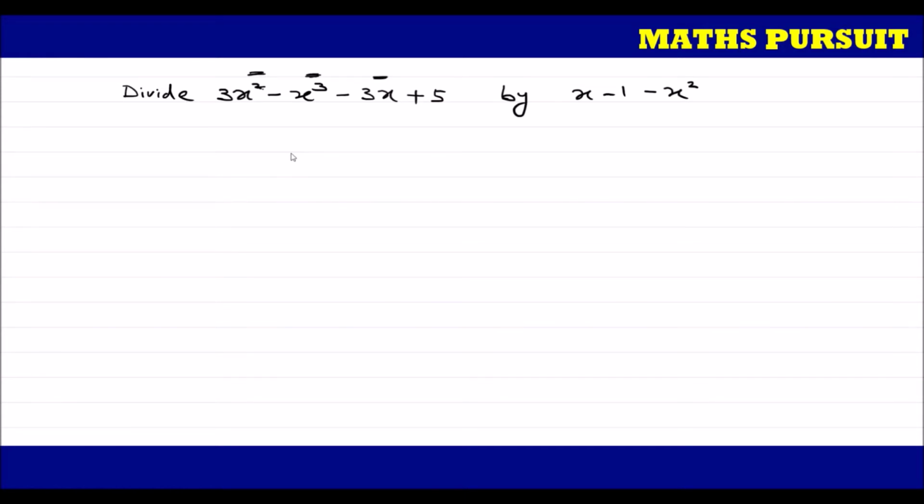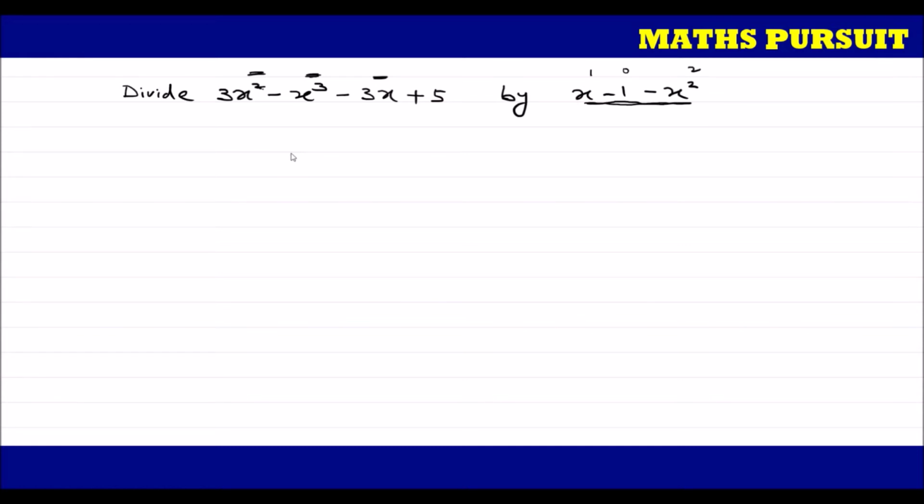Similarly, the divisor's degrees are also not in a particular sequence. First we have 1, then 0, and then we have 2. So we need to first of all rearrange the given equation. Let us bring it to the standard form. We call rearranging the equations as per their degrees in decreasing order the standard form of the equation.